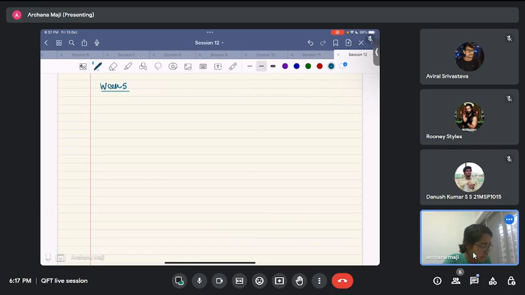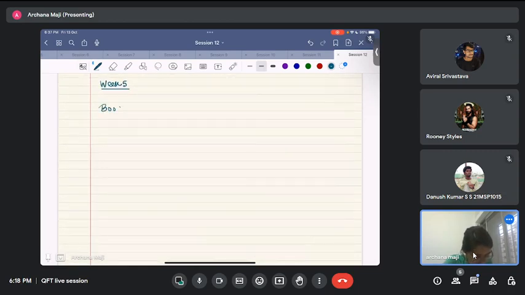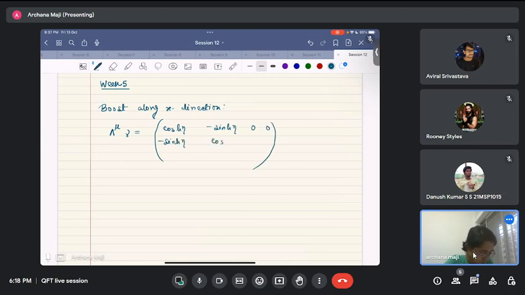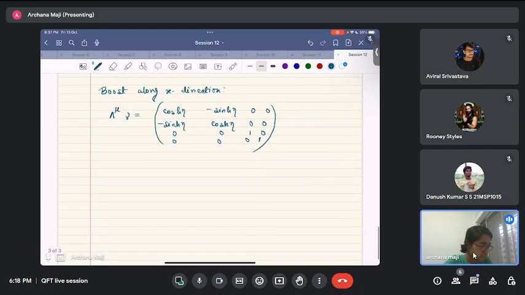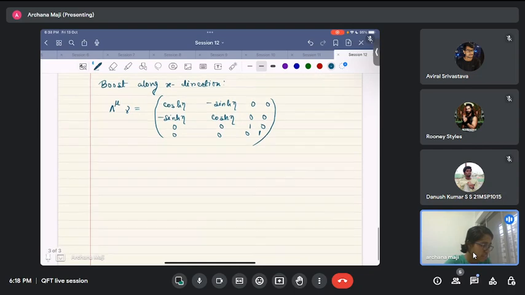A boost along the x direction is given by the following Lorentz transformation. The Lorentz transformation lambda mu nu, we did this in one particular session, is cos hyperbolic eta, minus sin hyperbolic eta, 0, 0. Here eta is rapidity and it is taken to be non-vanishing. What is the determinant of the above matrix? You can see it's 1. It's cos hyperbolic square eta minus sin hyperbolic square eta.